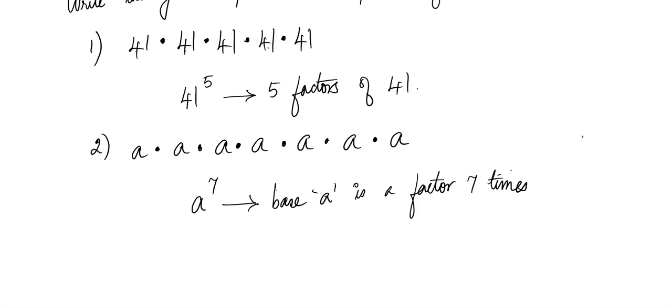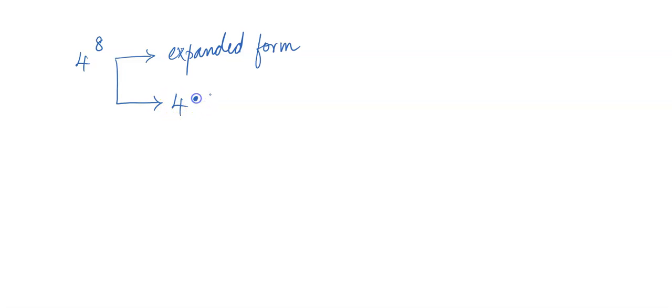And if I give you the other way around, if I said, what if you had 4 power 8? How would you expand it? Exponential form is the crisp or concise way of writing it. Expanded form would mean that you will have to write it out fully. So 4 has to be multiplied 8 times over. So this will be the expanded form.